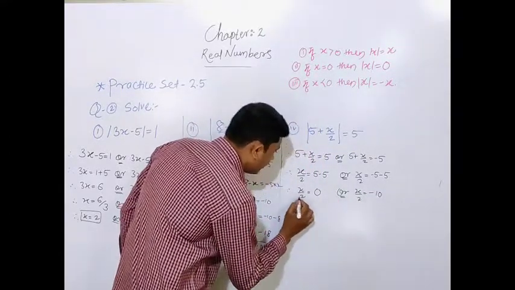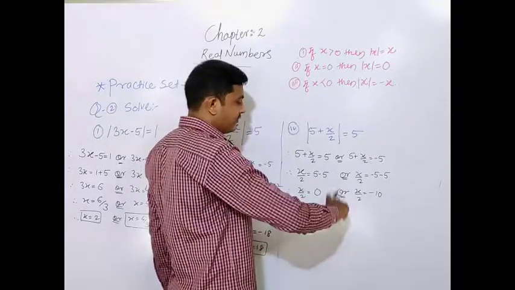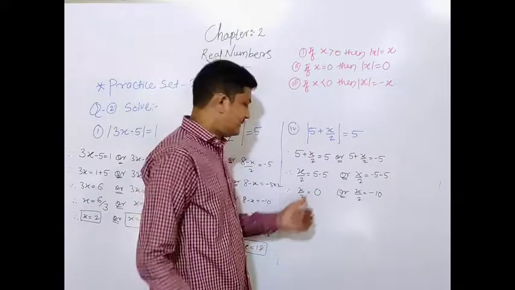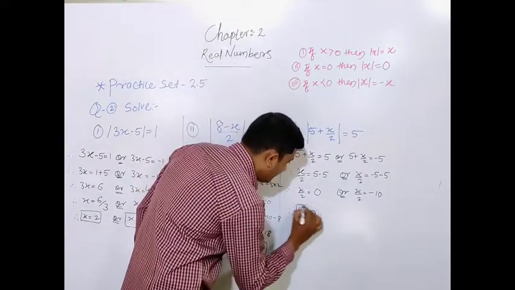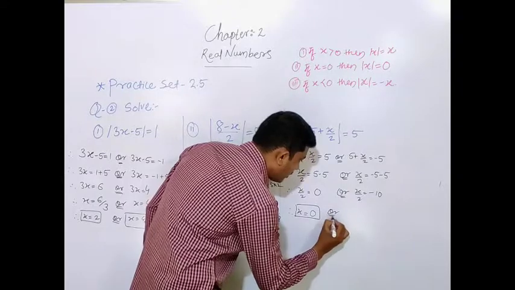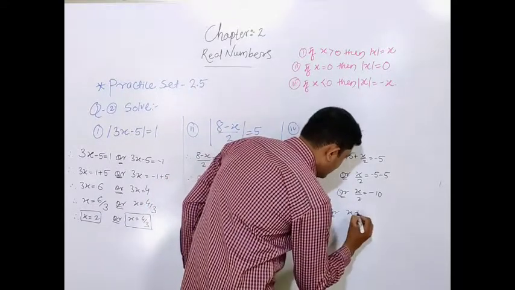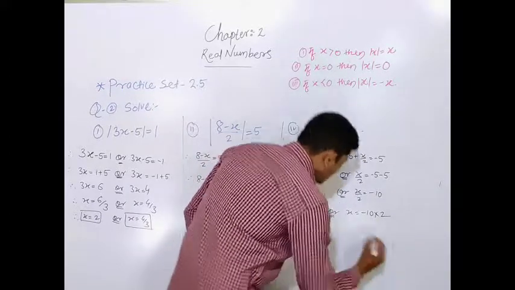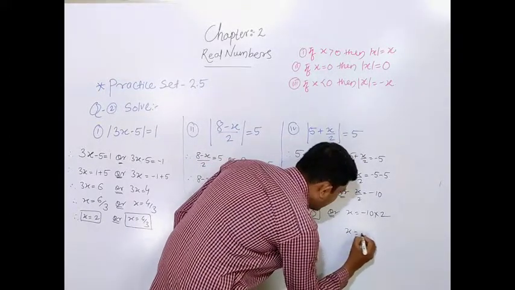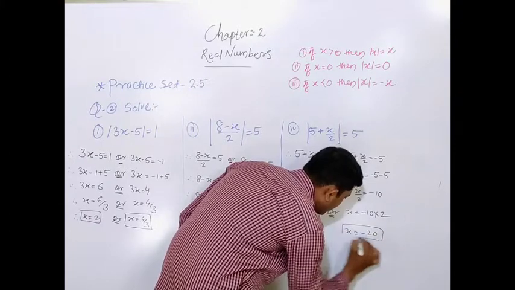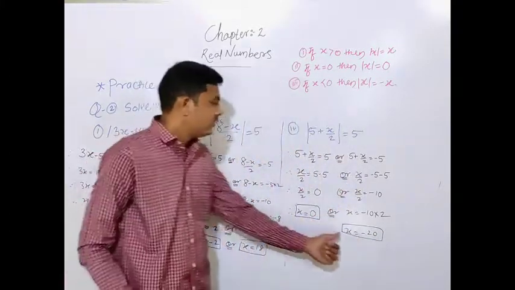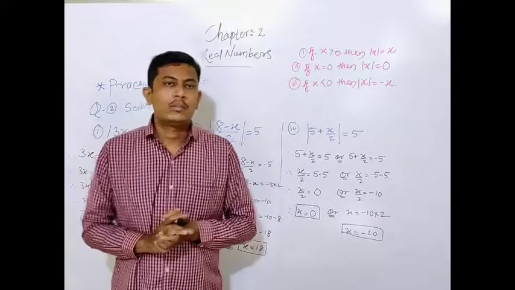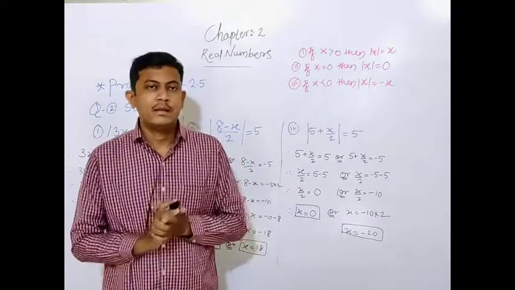Therefore, 2 is at the denominator. If we shift it to the RHS, it gets multiplied with 0, and 0 multiplied by any number is always 0. So x equals 0 or x equals minus 10 into 2, that is x equals minus 20. Therefore, the two possible values of x are x equals 0 or x equals minus 20. In this way, we have completed our practice set 2.5 in chapter number 2.